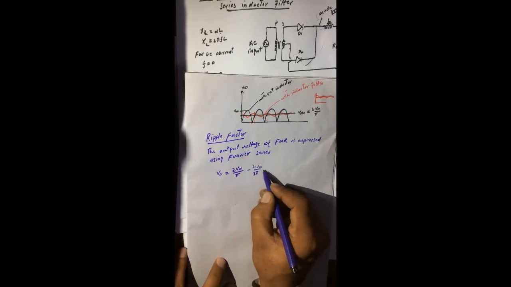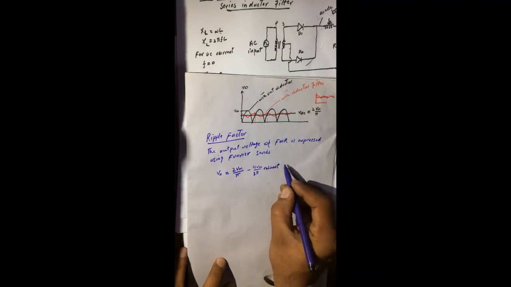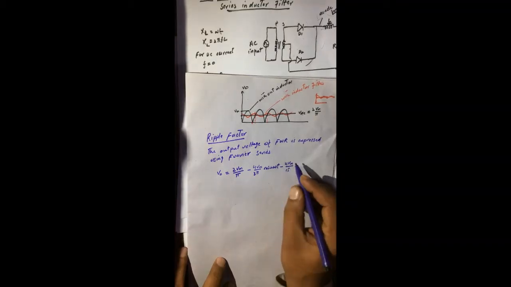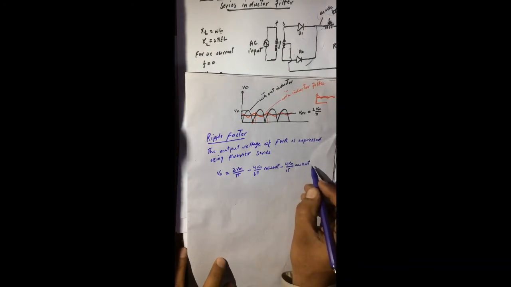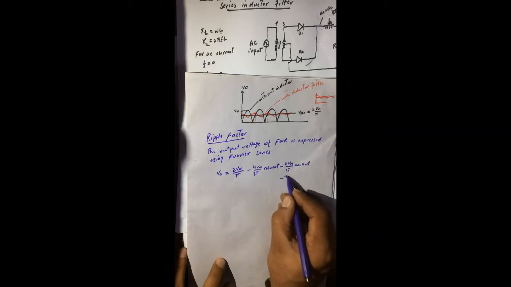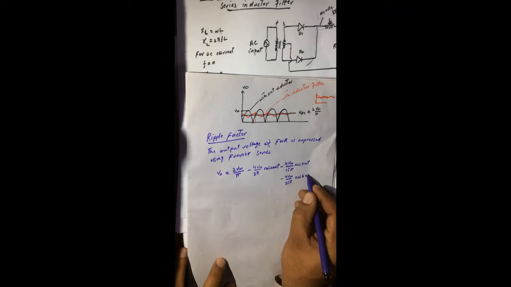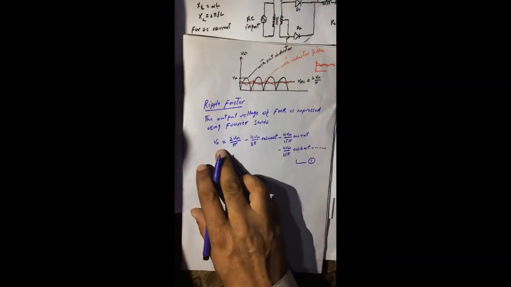into cos 2 omega t, and then we have another term minus 4Vm over 15 pi into cos 4 omega t, and then we have another term minus 4Vm over 35 pi, so here we have pi also, into cos 6 omega t minus and so on. Let's suppose this is equation 1. This is the Fourier transformation of output voltage of full wave rectifier.